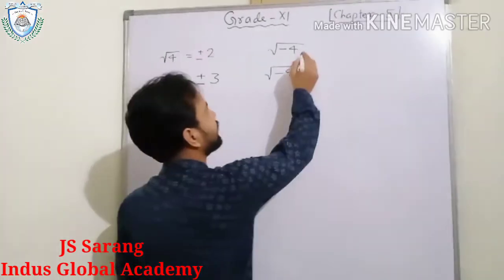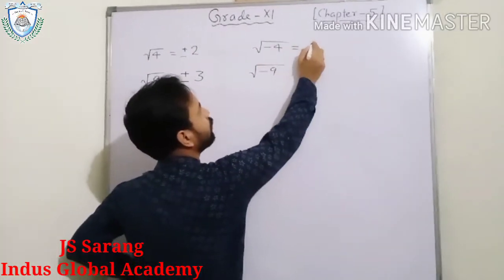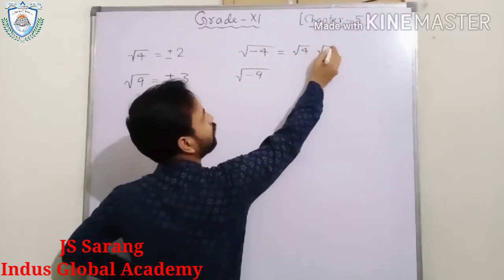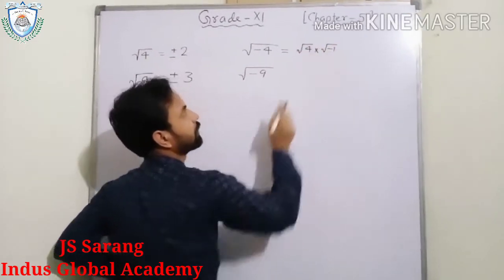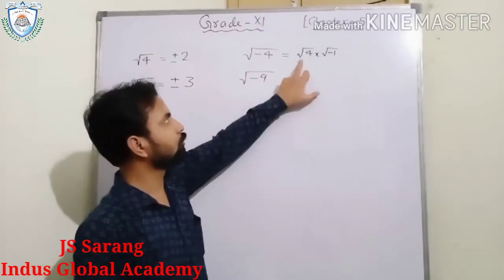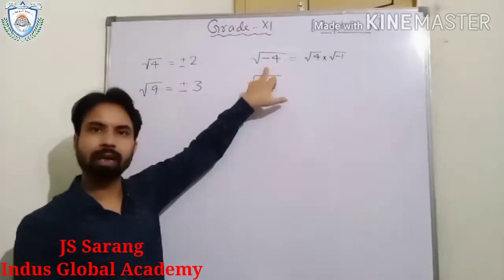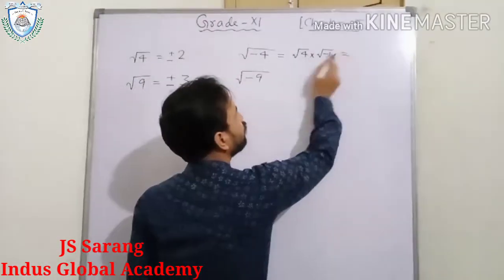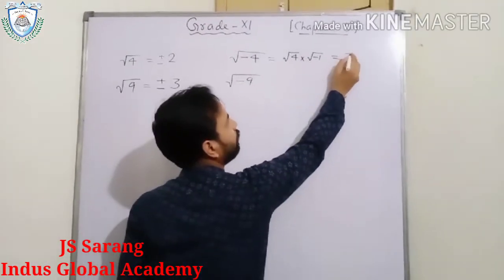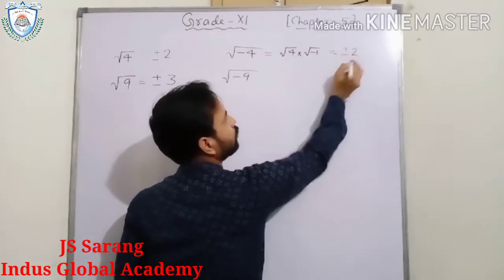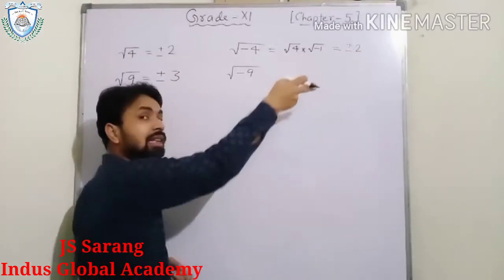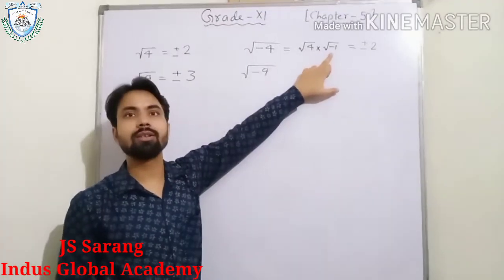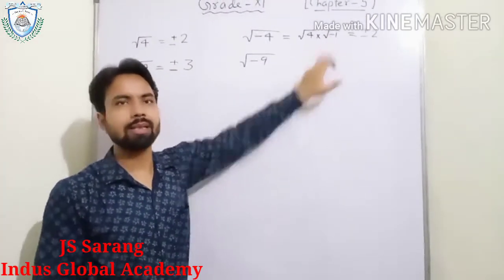How can we solve this? Beta, square root of minus 4 can be written as square root 4 into square root of minus 1. Understood? See, square root of 4, we know the value of it is plus minus 2. And square root of minus 1, I told you that the value of square root of minus 1 is denoted as iota. This is i.